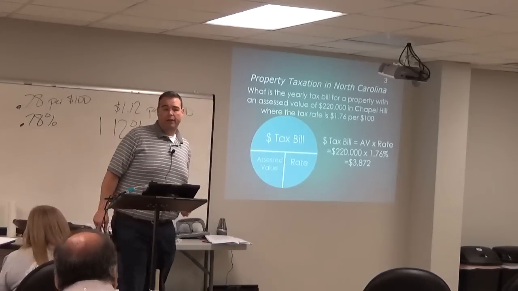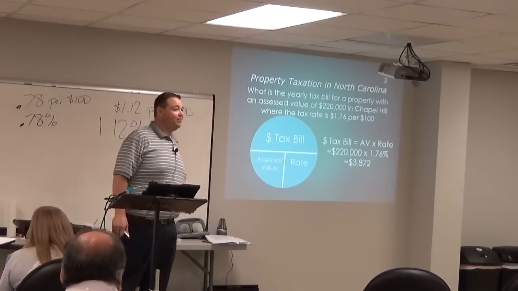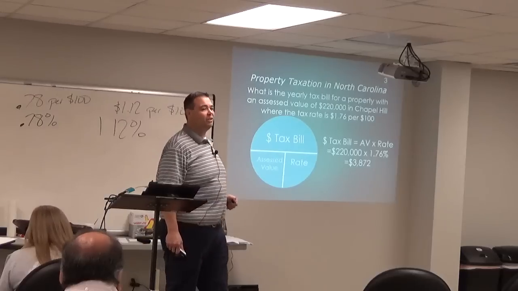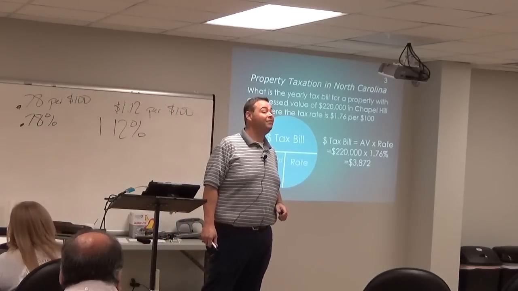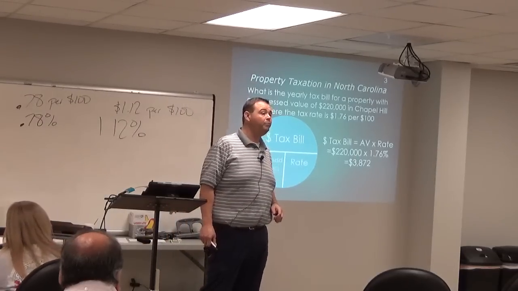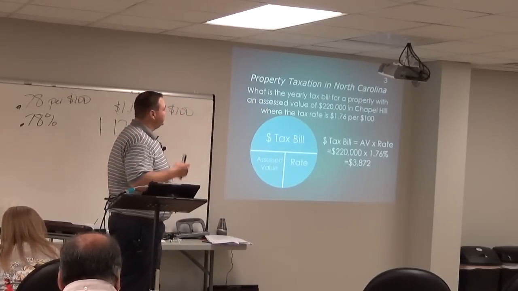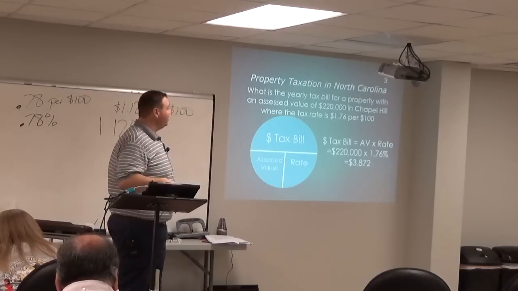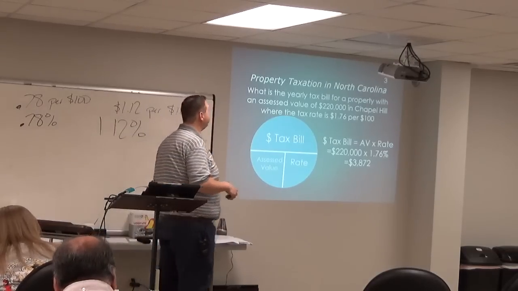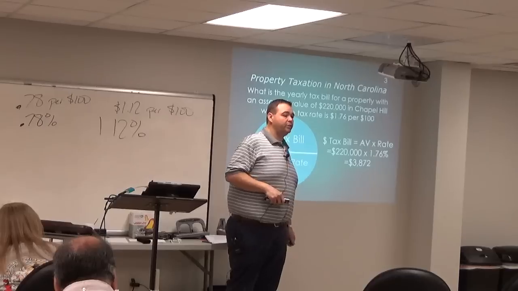I'm not knocking Chapel Hill. I love Chapel Hill, but you ought to understand there's a big difference between somebody shopping in Chapel Hill and somebody shopping in Wake County just on the amount of property taxes they're going to pay. Okay? So, what is the yearly tax bill for a property with an assessed value of $220,000 in Chapel Hill, where the tax rate is $1.76 per 100?